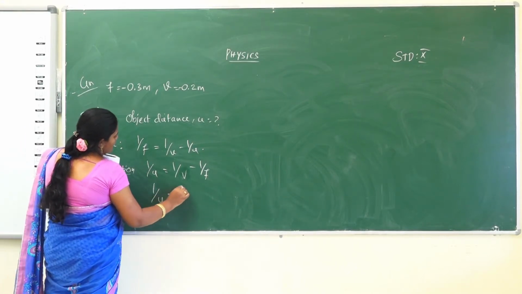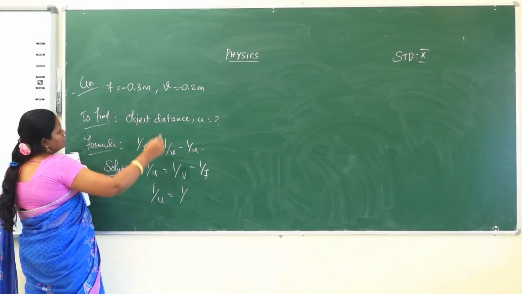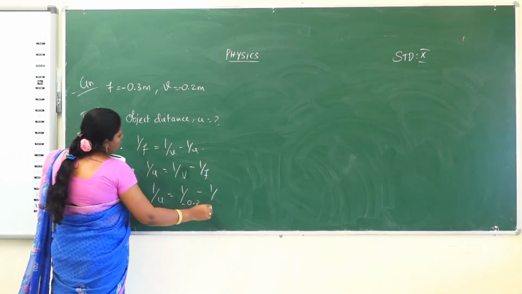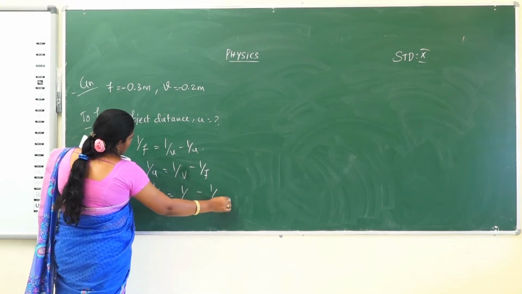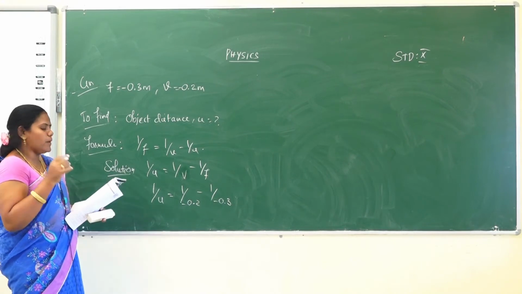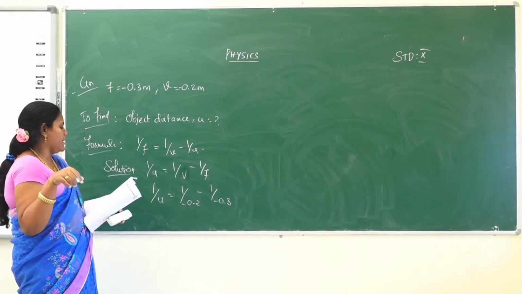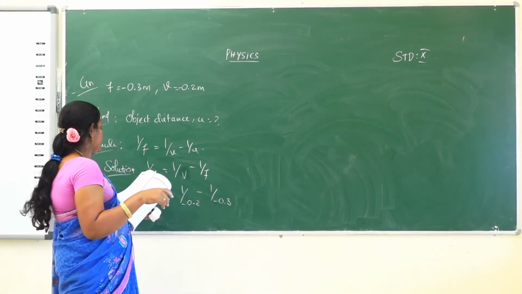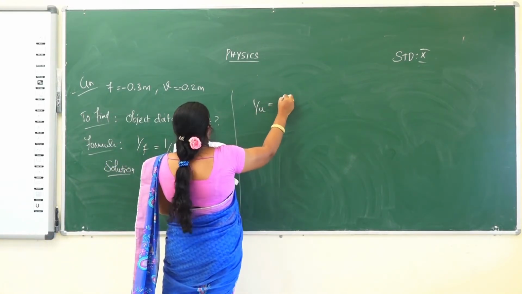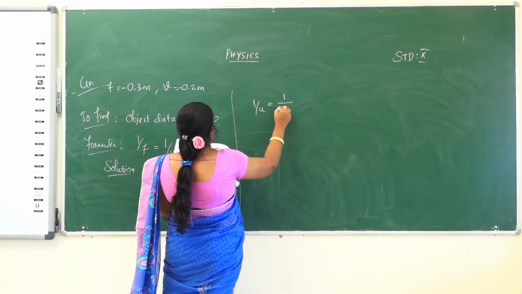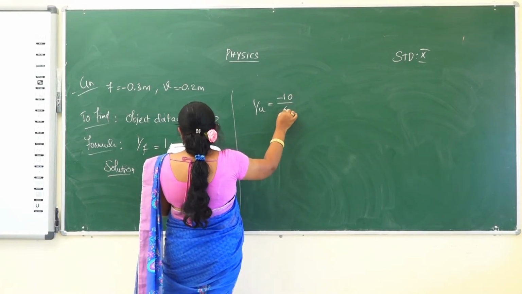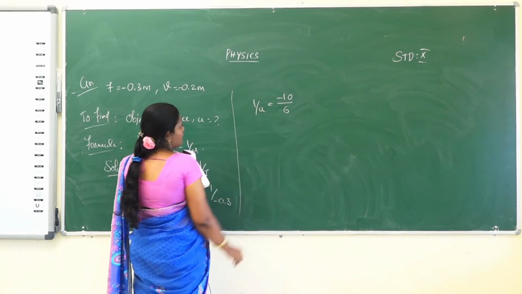1 by u is equal to 1 by v. What's the v value? That is minus 0.2, minus 1 by f. That is 0.3. So 1 by 0.2 minus 1 by 0.3. So take it in the LCM. So 1 by u is equal to minus 10 by 6.